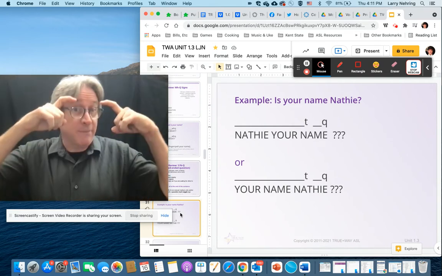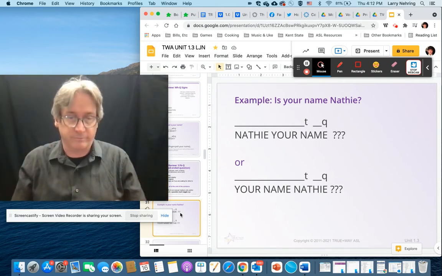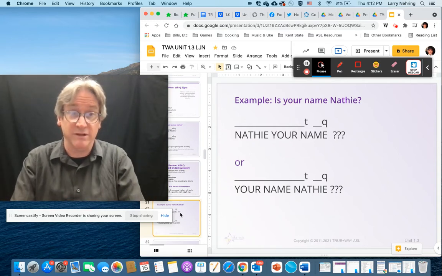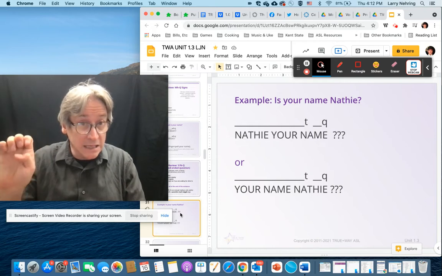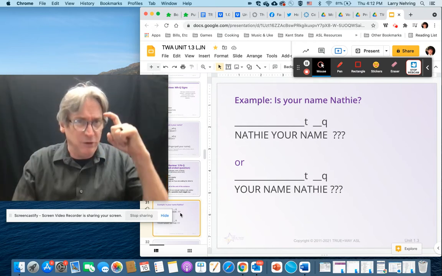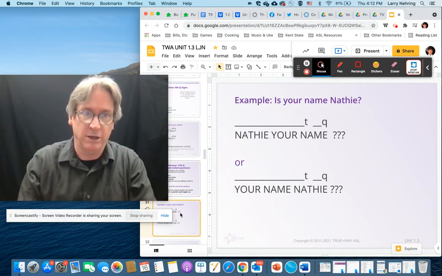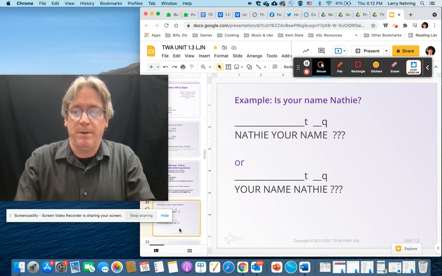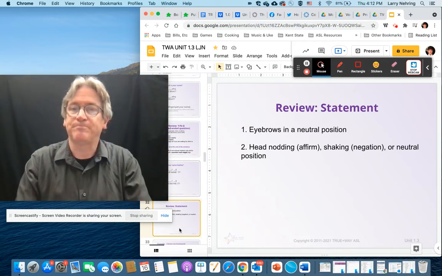So we raise the eyebrows for a topic, and then it relaxes and raises back up for a question, for a yes-no question. It's going to feel weird to get used to moving the eyebrows that much consciously. So practice each of those sentence orders.